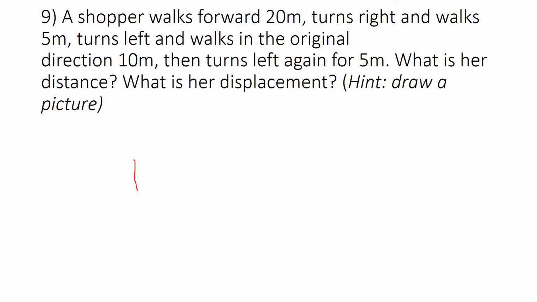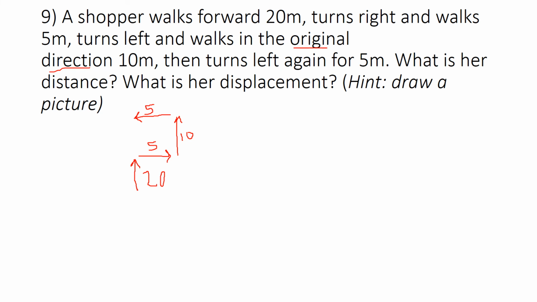So a shopper walks forward 200 meters, and then they turn right, and they walk 5 meters. And then they turn left, and that's confusing, like I wouldn't know where to go, but it says they walk in the original direction. So that would be the first line that we drew in that same direction, and they do that for 10 meters. And so after that, then they turn left again for 5 meters. And that's kind of tricky because they turn left and go back that same direction.